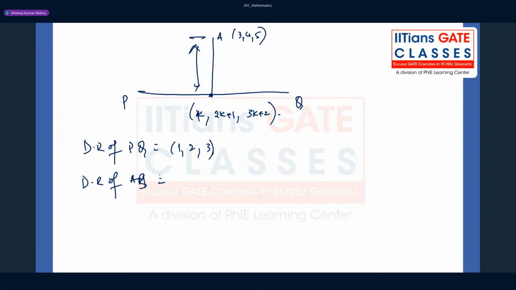Direction ratio of AB will be what? That is the very important question that you can find out. Understand? So what will be the direction ratio of AB? Anybody in the chat box?